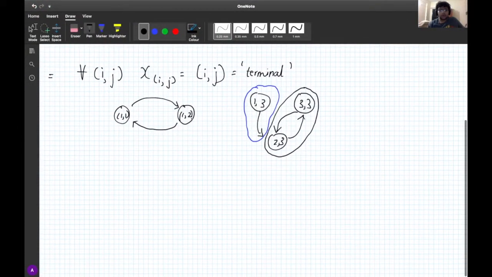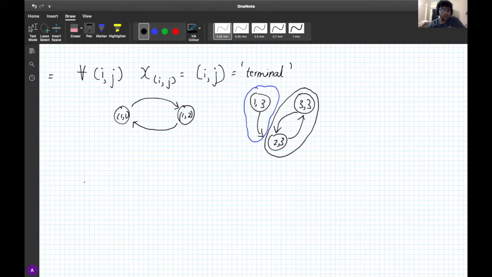Cool. So now, what do we do with terminal nodes? Well, we know that terminal nodes are involved in a cycle, which means that there's a chain of nodes starting from it and ending at it. Now, note that for any cycle, the number of down edges has to be equal to the number of up edges, right?